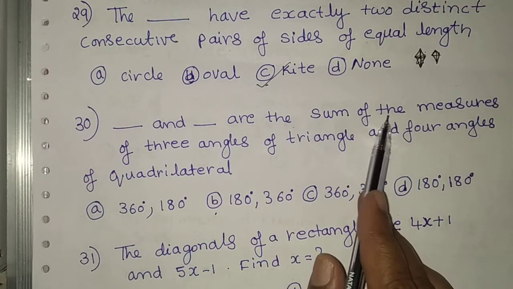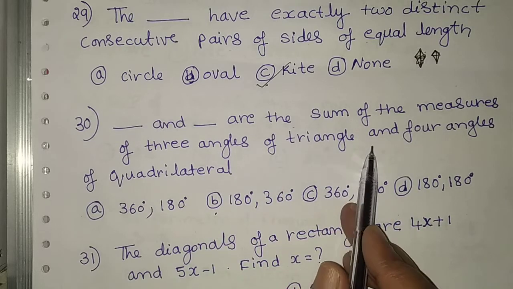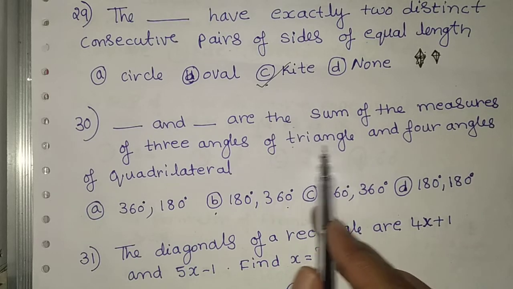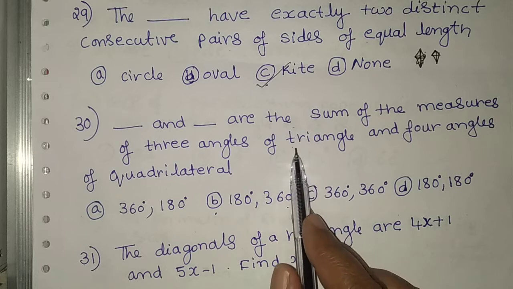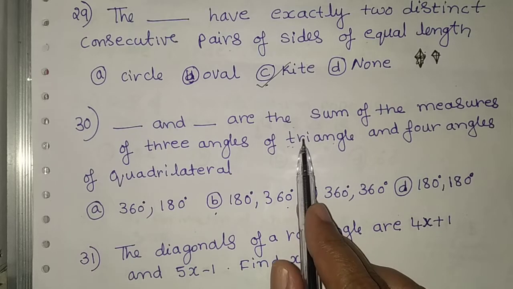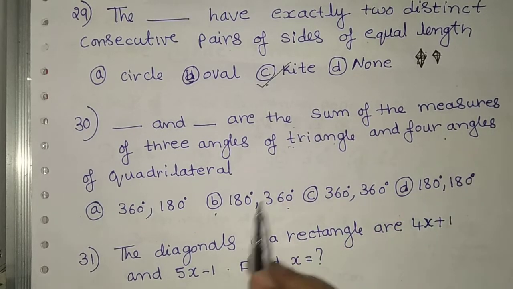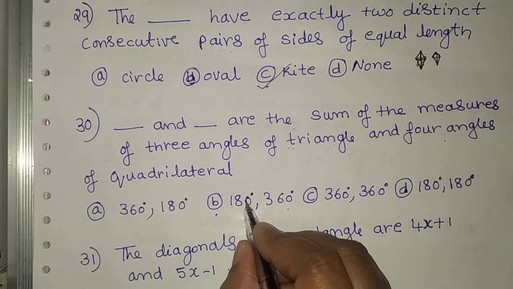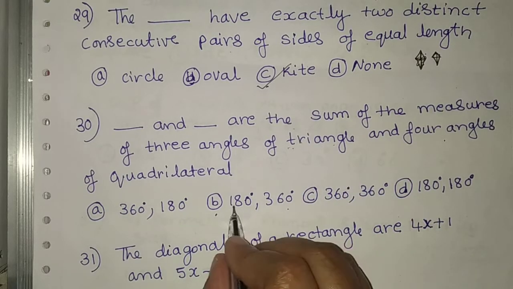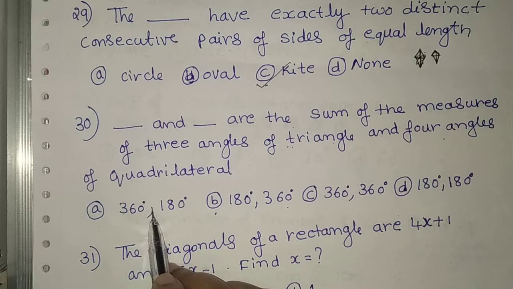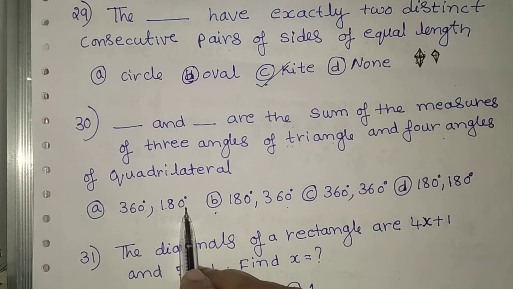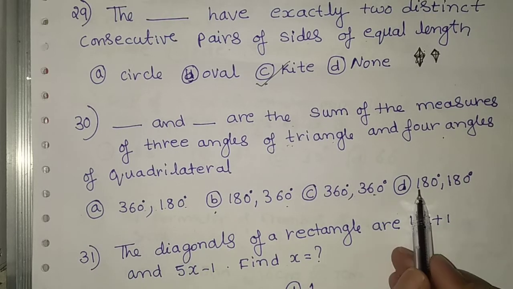Dash and dash are the sum of the measures of 3 angles of a triangle and 4 angles of a quadrilateral. So here we have to select the option that is the sum of the measures of the 3 angles of the triangle, and also the 4 angles of the quadrilateral. What is the sum of the measures of the 3 angles of a triangle? That is 180, and the 4 angles of the quadrilateral is 360. To confuse you, they may give the options the other way, first 360, 180 or 360, 360.